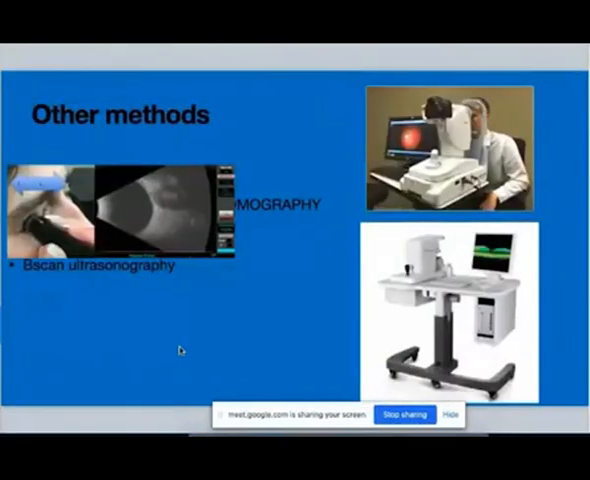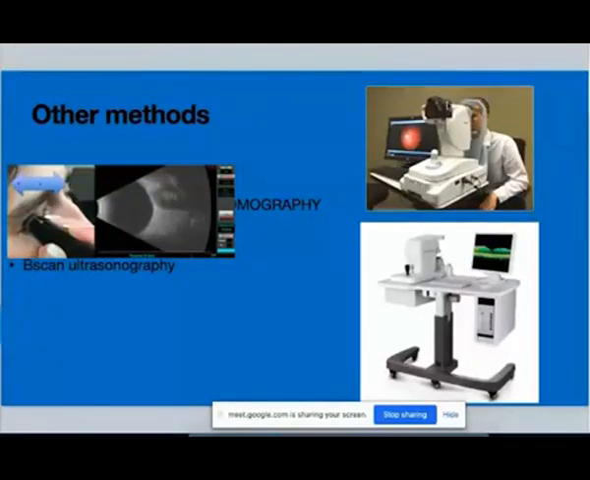Okay, now what are the other methods that we use? We can use a B-scan ultrasound. So this is a picture showing the probe on the eye. The eyelids are closed. You can do it over a closed eyelid or even directly on the cornea. And we can see an ultrasonic image of the back of the eye. So if there's any pathology like a retinal detachment, there may be a foreign body, there may be a tumor, we use ultrasound.